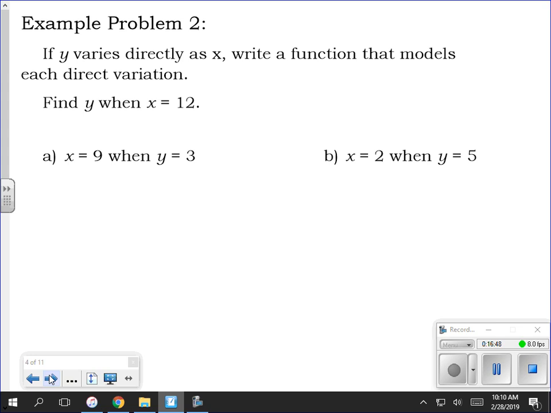Okay, so here we go. Okay, guys, focus. Let's get this going. Direct variation. Y varies directly as X. Write a function that models each direct variation. So Y varies directly as X means that Y divided by X is equal to Y divided by X is equal to Y divided by X, in perpetuity.